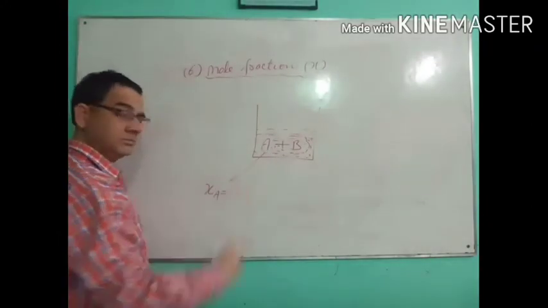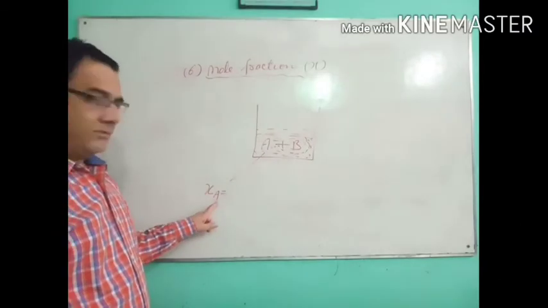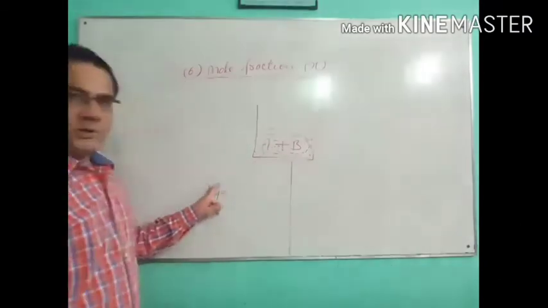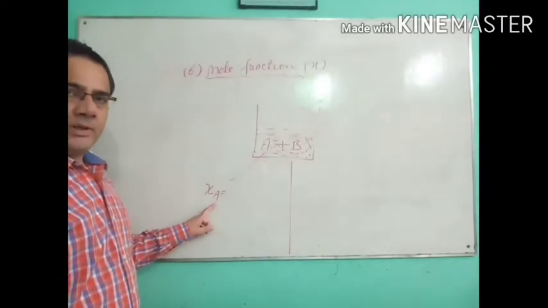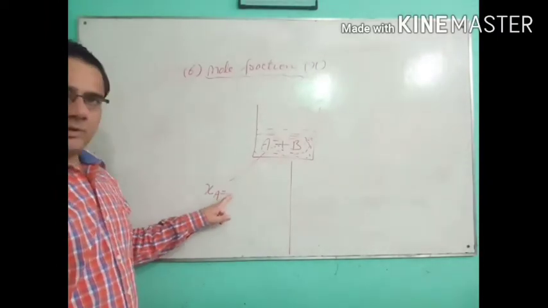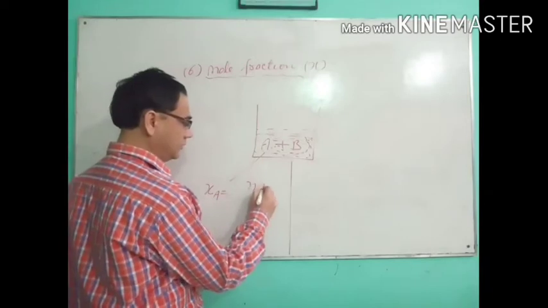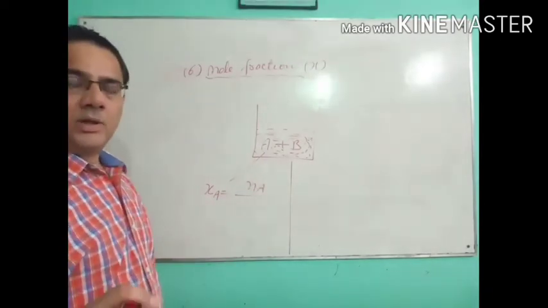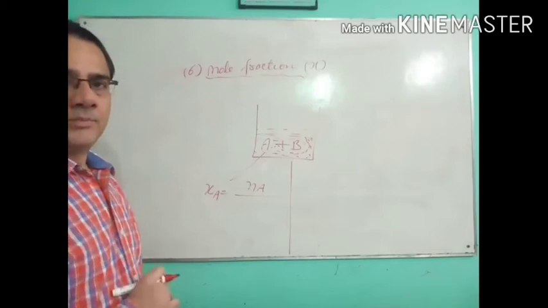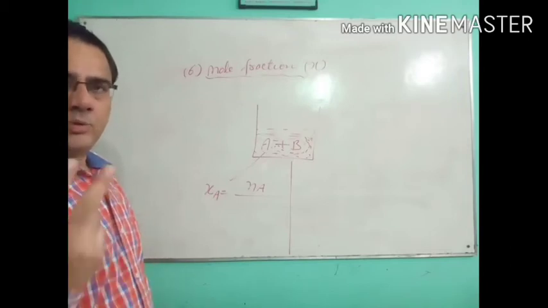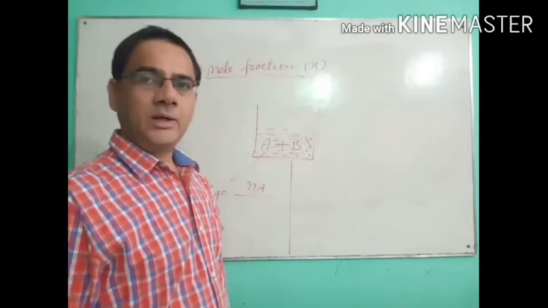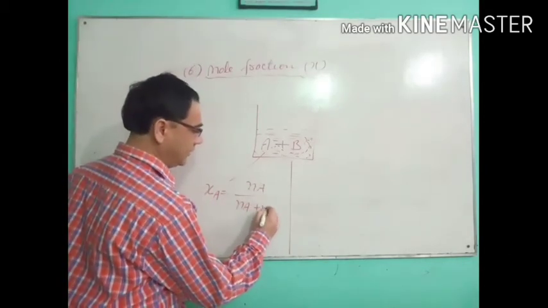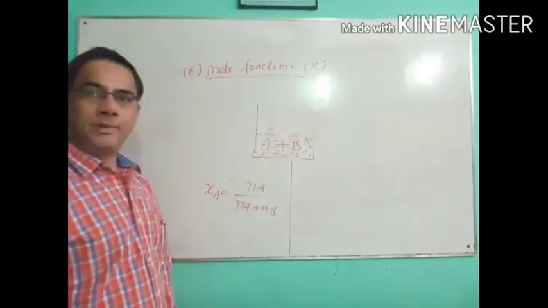XA, that is the mole fraction of the component A. How do we calculate it? Mole fraction of the component A is equal to the number of moles of that component upon the total number of moles present in the solution. Only two components are there, component A and component B, so the total is the number of moles of A and the number of moles of B.